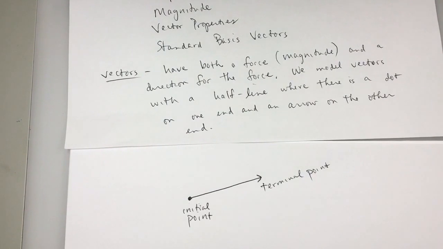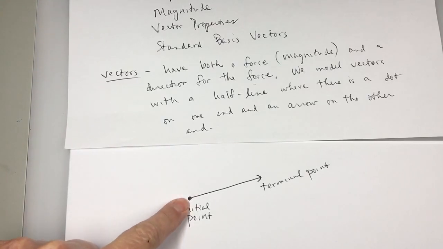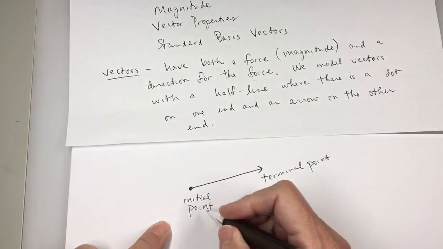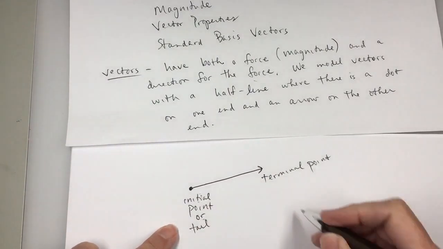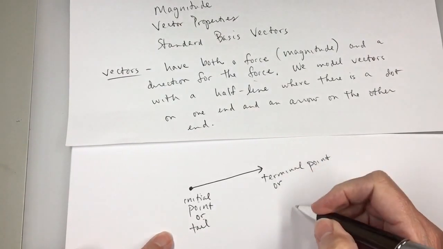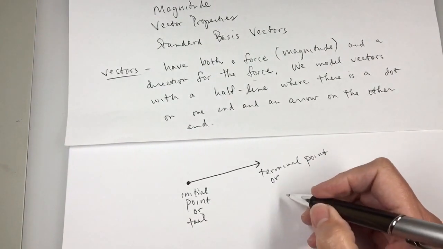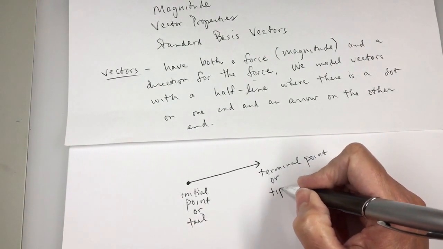Where the arrow is. And in physics, you might have used something else. Or in this class, we might use something else. Initial point could be the tail. So the initial point or the tail. The terminal point, or we might say the tip.